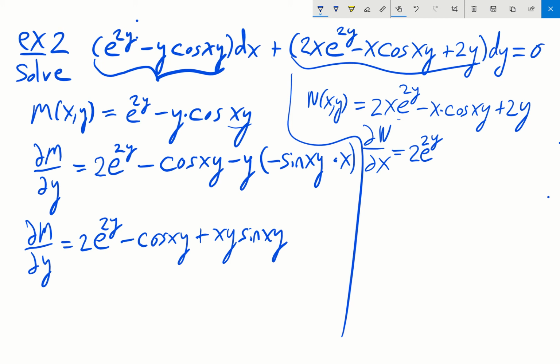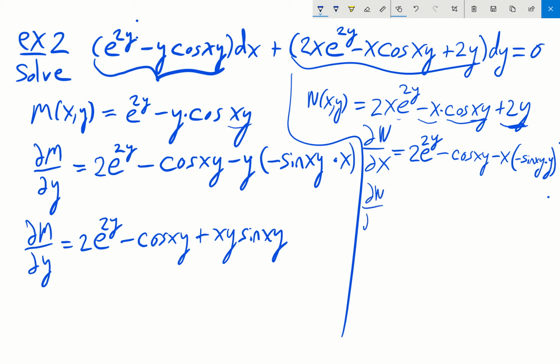For the next term, we're going to have to use the product rule again, thinking of this as the function negative x times cosine of xy. This would be the following. Derivative of negative x is negative 1 times cosine of xy. And now we have the negative x. We need to multiply by the derivative of cosine of xy. That's going to be negative sine xy. And then the derivative of the inside part with respect to x would be y. And then lastly, the derivative of 2y with respect to x, that would be 0.